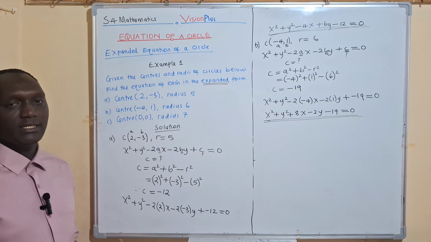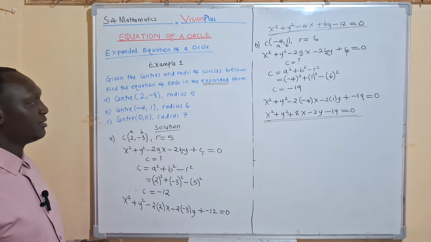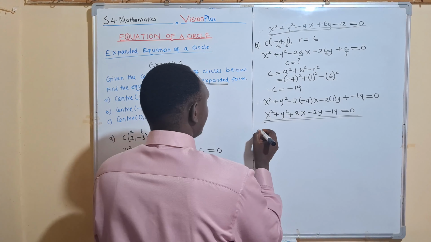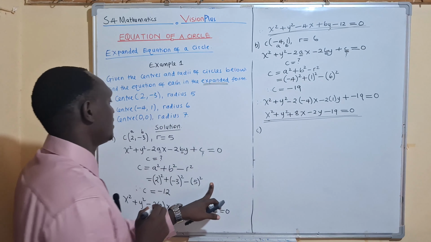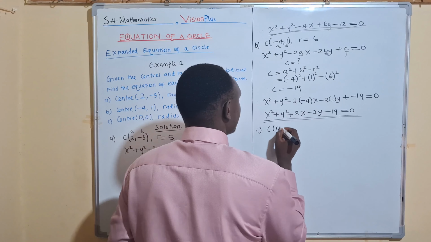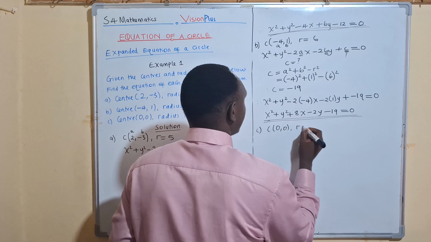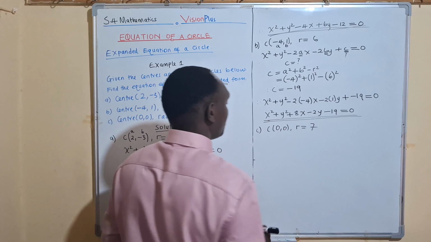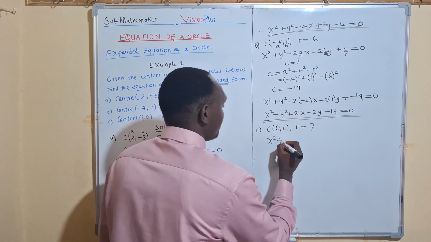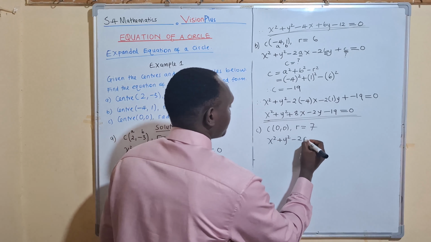And for part C, we shall apply the same procedure and concept. You could pause the video and try it out so that you see how far you are going already. The center is given as 0, 0, and the radius is given as 7 units. What do we need to do? We compare it to the expanded form of the equation of a circle.